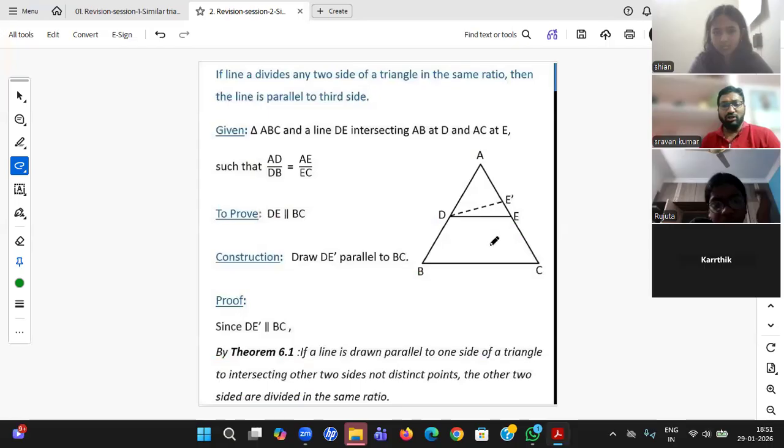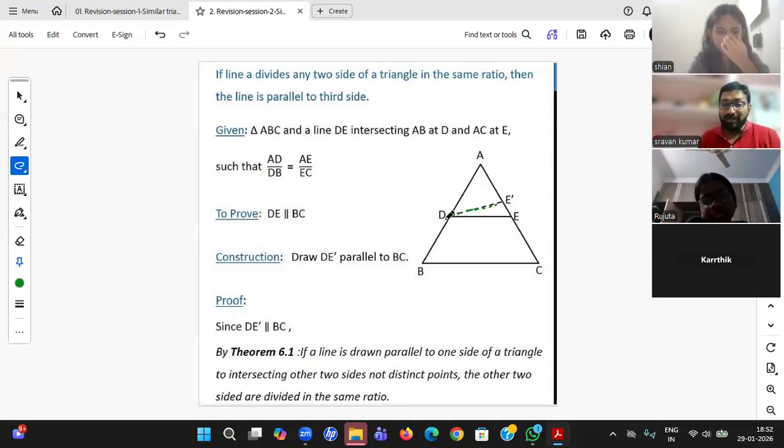Let me write all the things. ABC is a triangle, and DE is a line. AD by DB equals AE by EC. This is given. What I need to prove is that DE is parallel to BC. But how will I start? I'll say that no, it can't happen. DE is not parallel to BC. I'll construct some other line. Let DE dash be parallel to BC. By looking also, I am seeing that it can't be parallel, but I'll go in an indirect way.